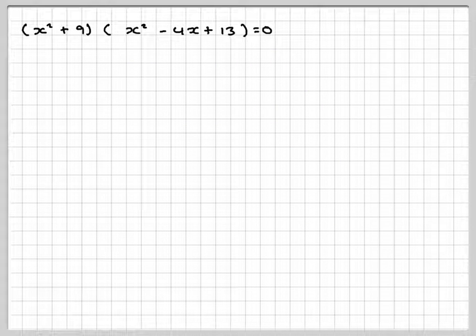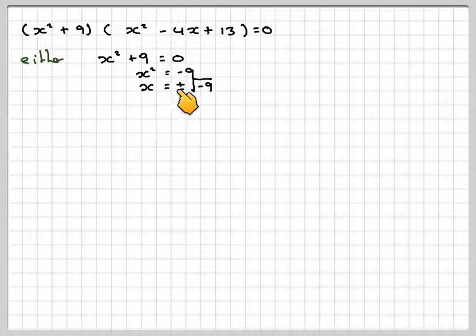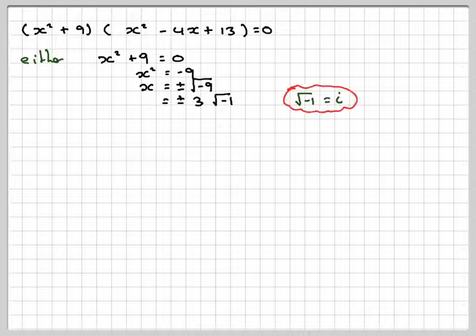So we can say either this bracket is equal to 0, so x squared plus 9 is equal to 0, which means that x squared is equal to minus 9. If we take the square root, we get plus or minus the square root of minus 9, which gives me plus or minus the square root of 9, which is 3. And then we've still got the root of minus 1, and the square root of minus 1 is i, so we get plus or minus 3i. Still a conjugate pair.